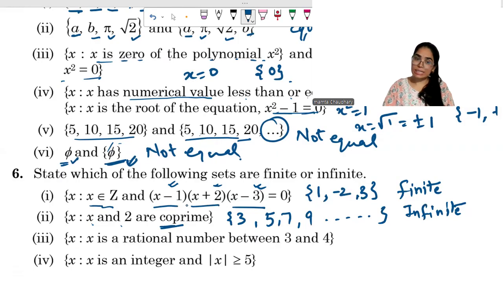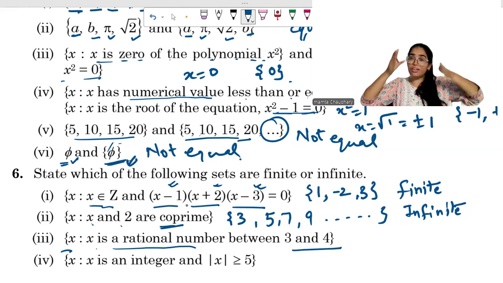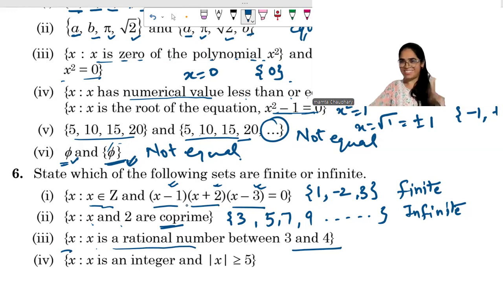Now next, x is a rational number between 3 and 4. Between 3 and 4, there are infinite numbers. So obviously it will be infinite.